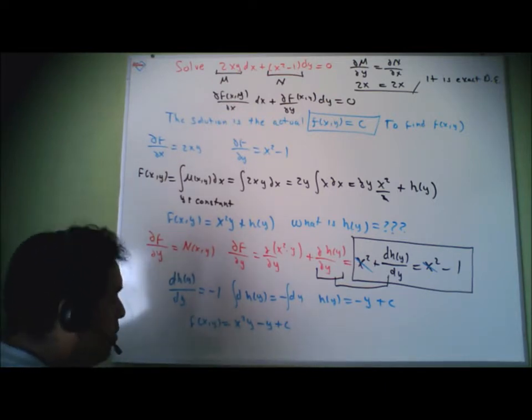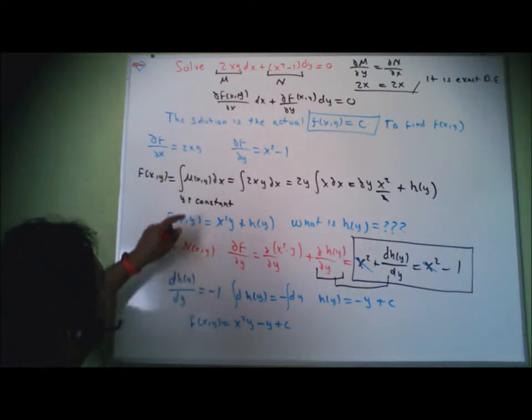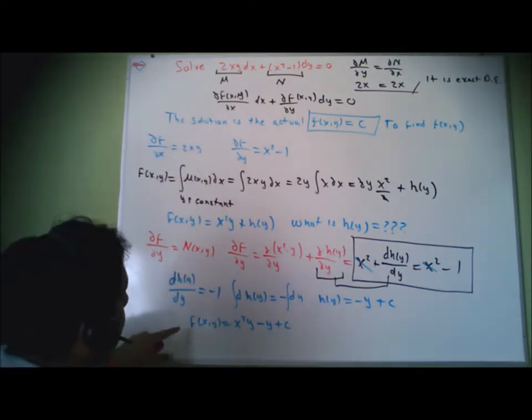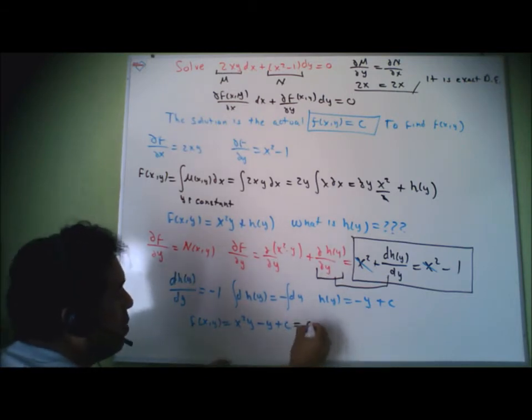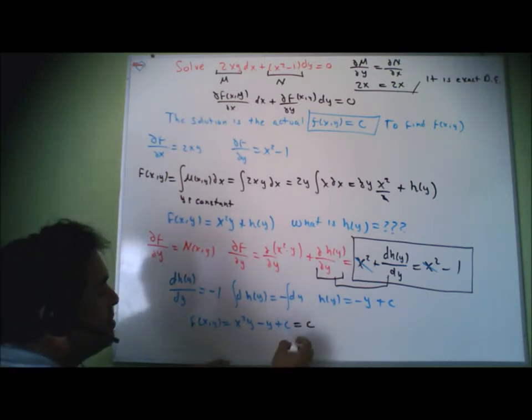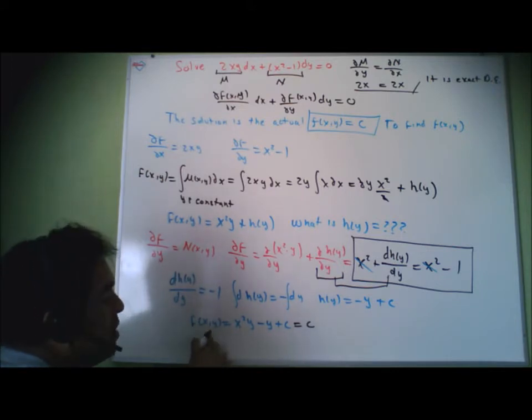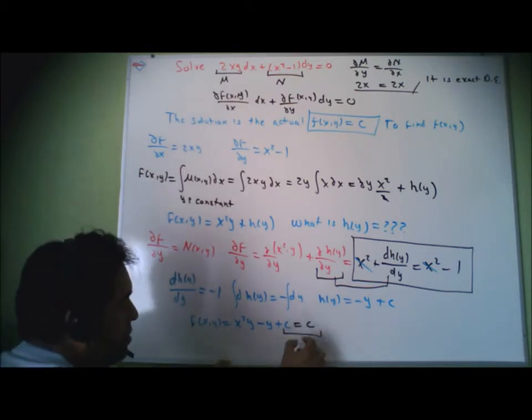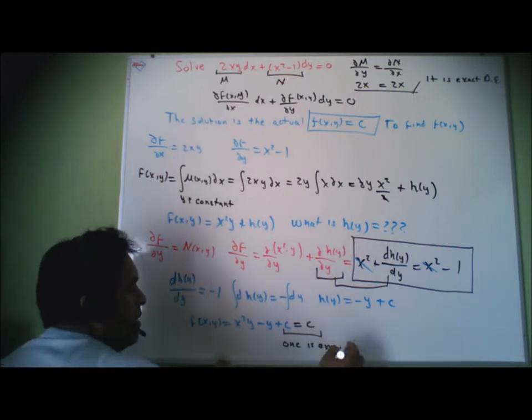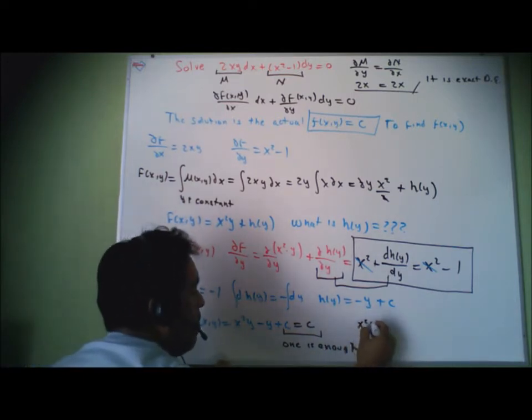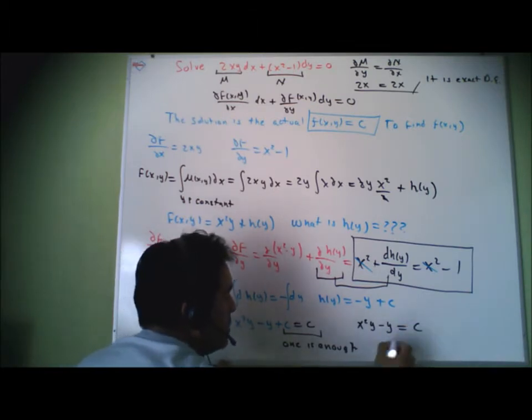Okay, here a small step, because the original function is an exact function, then this function of two variables must be equal to a constant. Now here we have two constants. This constant comes from the integral, and this constant comes from the definition of an exact function. There is no need to write two constants, so one constant is enough. Okay, so what you have here is x squared y minus y equal to a single constant.